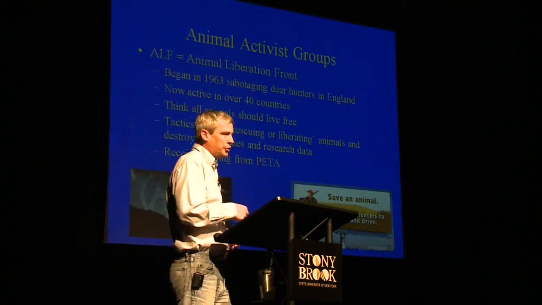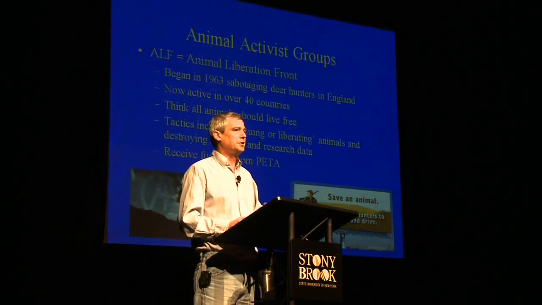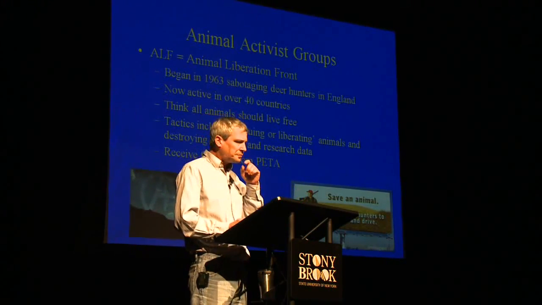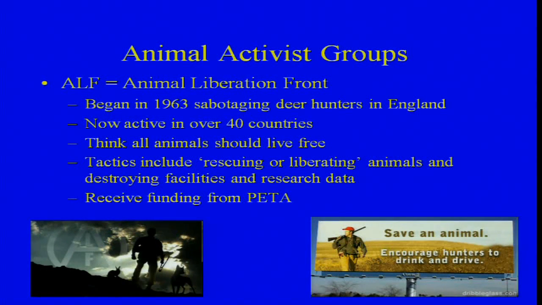Their tactics basically focus on rescuing or liberating animals, and so they're the ones that go to the fur farms in Michigan and Oregon and set all the animals free. Of course, the animals have never lived on their own before, and most of them die or come back to the farm because they want food. And they also use tactics where they use fire bombs, destroy facilities, destroy data, that sort of thing. And in fact, they are on the Homeland Security list as being a terrorist organization.